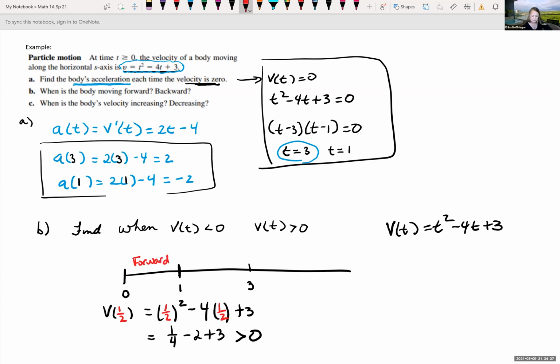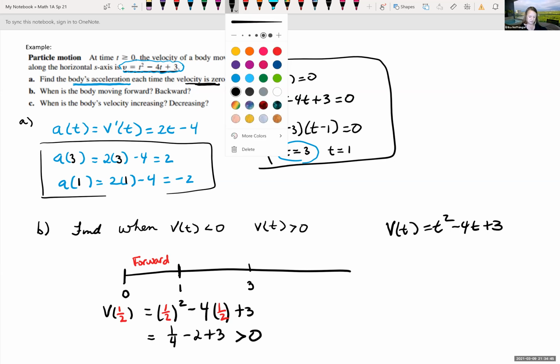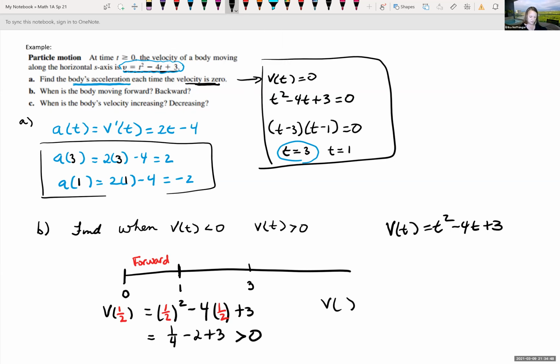So let's see what's happening between 1 and 3. So between 1 and 3, let's choose some number. How about 2? So we have v of 2 is equal to 2 squared minus 4 times 2 plus 3. So simplifying that out, I have 2 squared is 4 minus 4 times 2, which is 8, plus 3. So that gives me -1. This is less than 0. And so since it's less than 0, we're going to be going backwards.